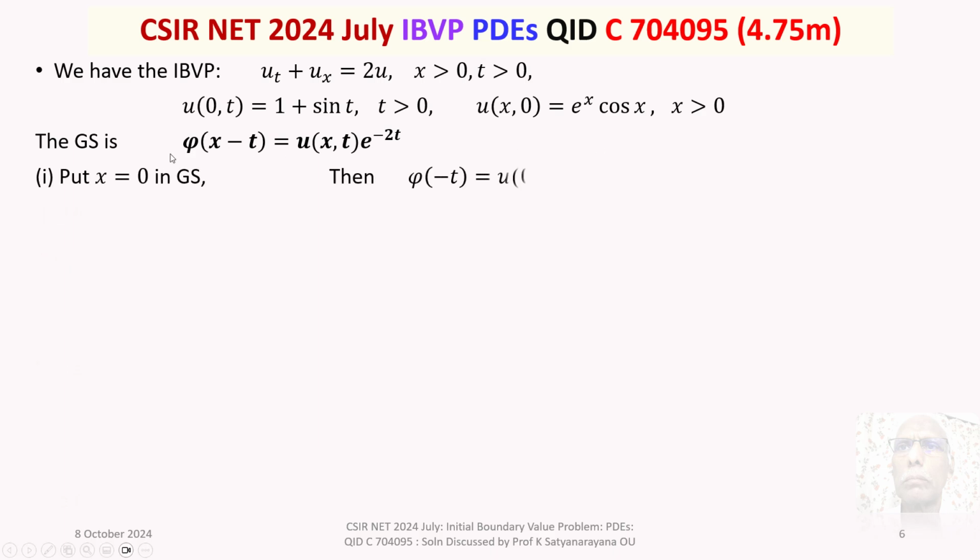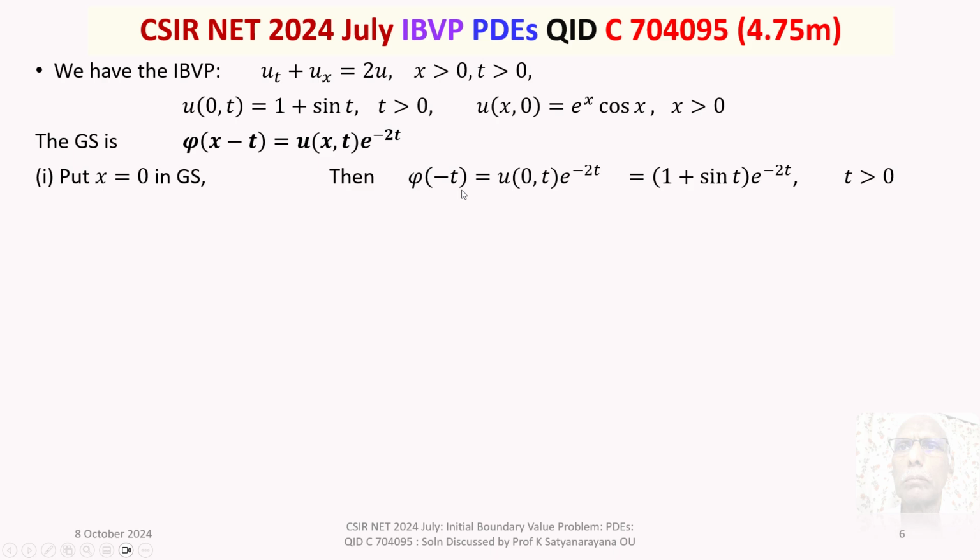So that's the general solution that we got. And in this, put x is equal to 0 in GS. Then you will get phi of minus t is equal to u(0, t) into e power minus 2t. Now what is u(0, t)? u(0, t), that is the boundary condition, that is 1 plus sine t. For u(0, t), we have written 1 plus sine t. Don't forget t greater than 0, into e power minus 2t.